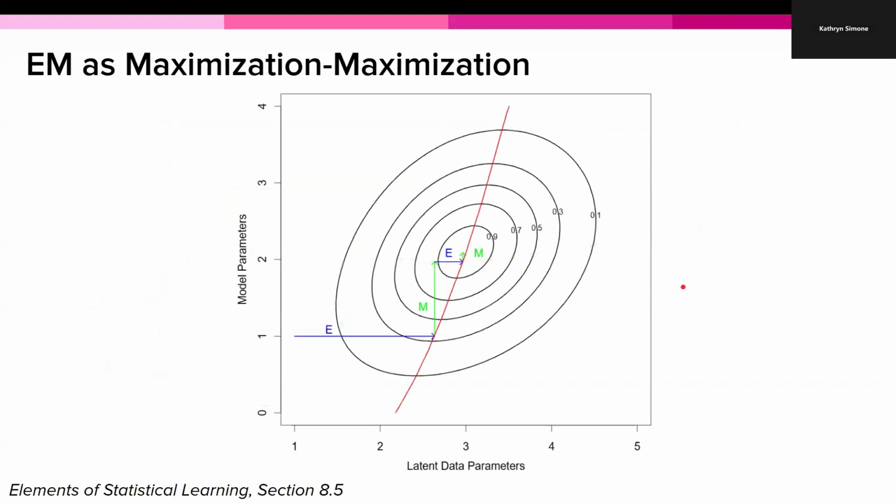Another way to understand the EM algorithm is as a kind of maximization process. This is a simplified depiction of the contours of the joint likelihood surface of the model and the latent variable parameters in the neighborhood of an optimum. Each iteration of the EM algorithm involves two key steps. In the E step, we're maximizing the likelihood with respect to the parameters of the latent data distribution, while keeping the model parameters fixed.